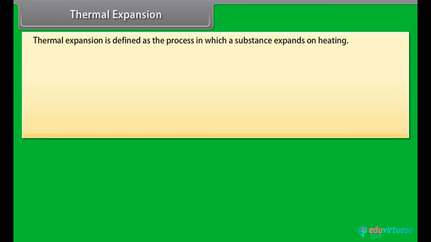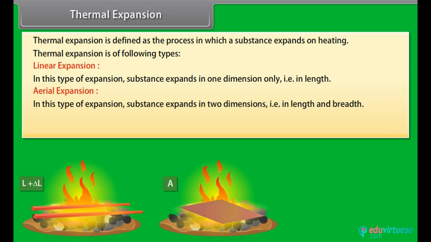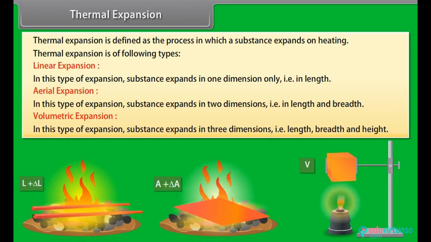Thermal expansion. Thermal expansion is defined as the process in which a substance expands on heating. Thermal expansion is of the following types. Number 1. Linear expansion. In this type of expansion, a substance expands in one dimension only, that is, in length. Number 2. Areal expansion. In this type of expansion, a substance expands in two dimensions, that is, in length and breadth. Number 3. Volumetric expansion. In this type of expansion, a substance expands in three dimensions, that is, in length, breadth and height.